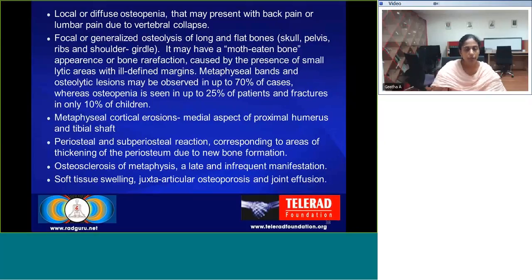Metaphyseal cortical erosions are seen in the medial aspect of the proximal humerus and the tibial shaft. Periosteal and subperiosteal reaction corresponds to areas of thickening of the periosteum due to new bone formation. Osteosclerosis of the metaphysis is a late and infrequent manifestation. Other manifestations include soft tissue swelling, juxta-articular osteoporosis, and joint effusion.